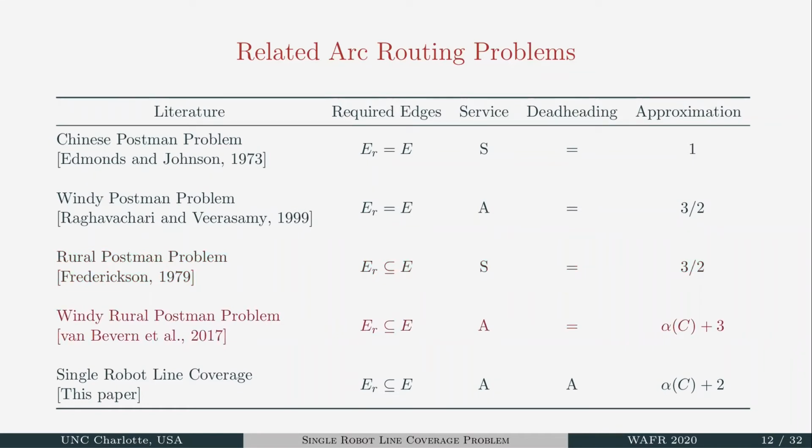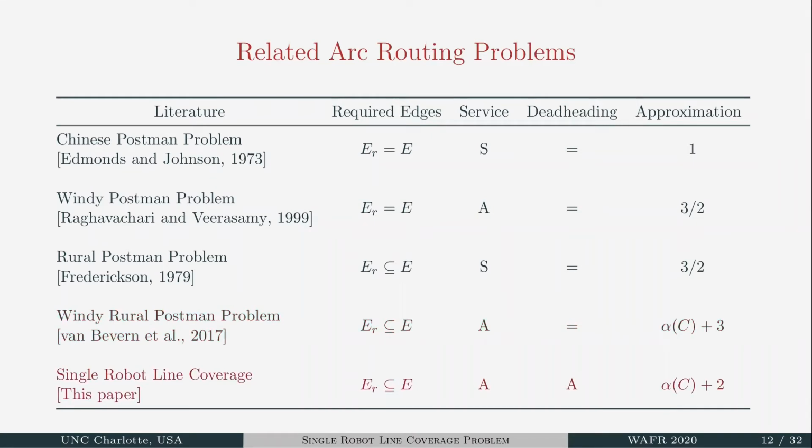Next, we have the windy rural postman problem, or asymmetric rural postman problem, wherein the cost for servicing is considered to be asymmetric. Van Bevern et al. gave an alpha C plus 3 approximation algorithm for the windy rural postman problem. Over here, C is the number of connected components in the required graph, and alpha C is the approximation factor for delta TSP on asymmetric graphs with C vertices.